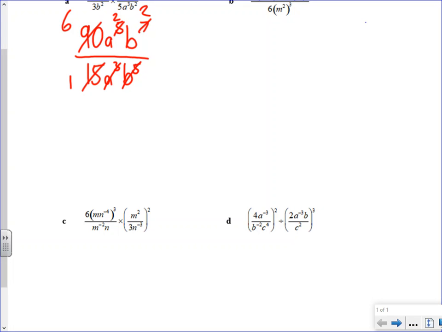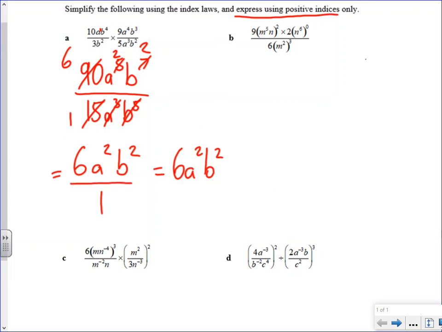So now that leaves us with just whatever's remaining, which equals 6 a to the power of 2, b to the power of 2, and that's over 1. And as we know, if our fraction ends up with just over 1, we don't need to write that 1. We can just write 6a squared b squared. So there's our answer for that first question. Okay, fairly simple, just means multiplying the 2 fractions and then working with our index laws from there.